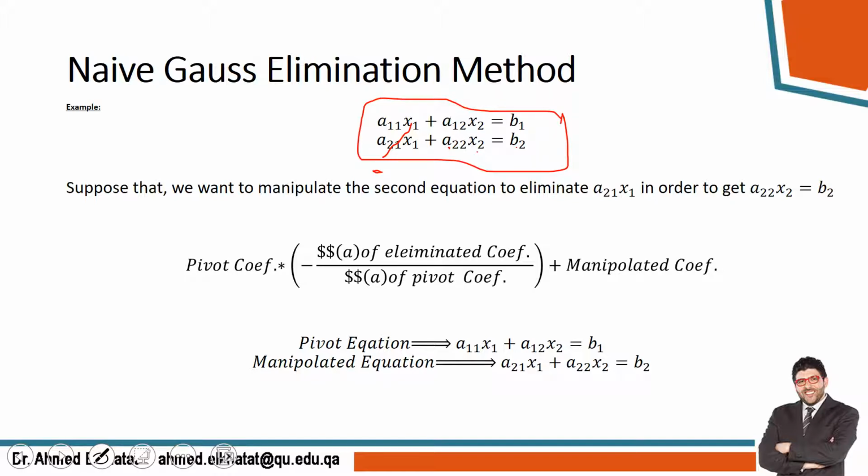Now how to perform this? We have two equations, so we will multiply the equation by a coefficient. Since this is the equation I want to play with, it will be called the manipulated equation, and the other one will be the reference equation or pivot equation. The pivot equation is the first one and the manipulated equation is the second one. I will play with it to convert the coefficient to 0.